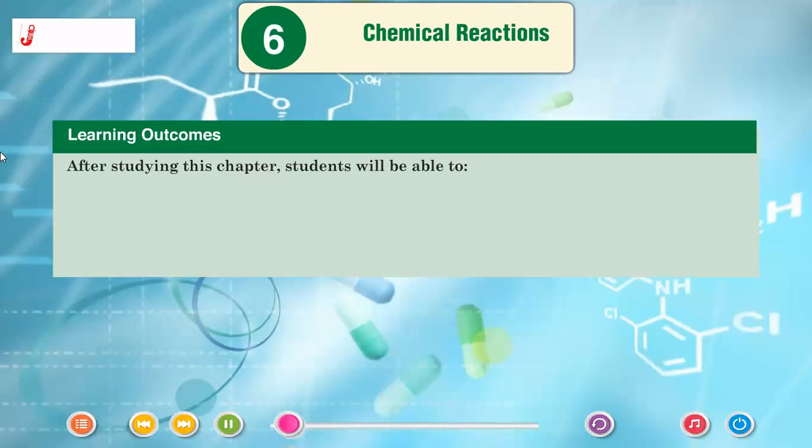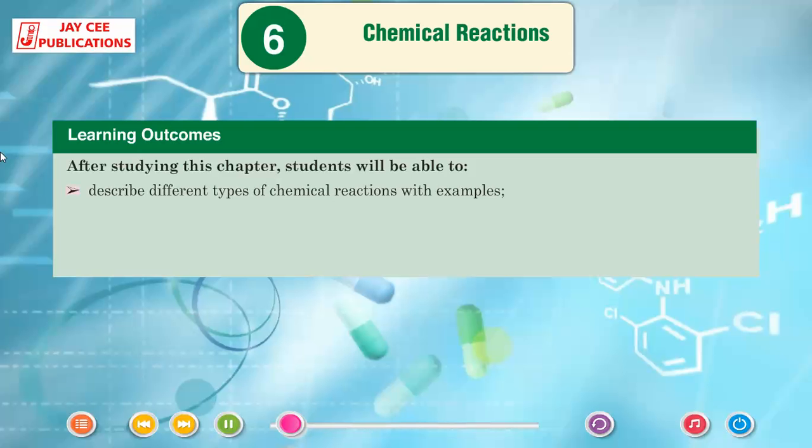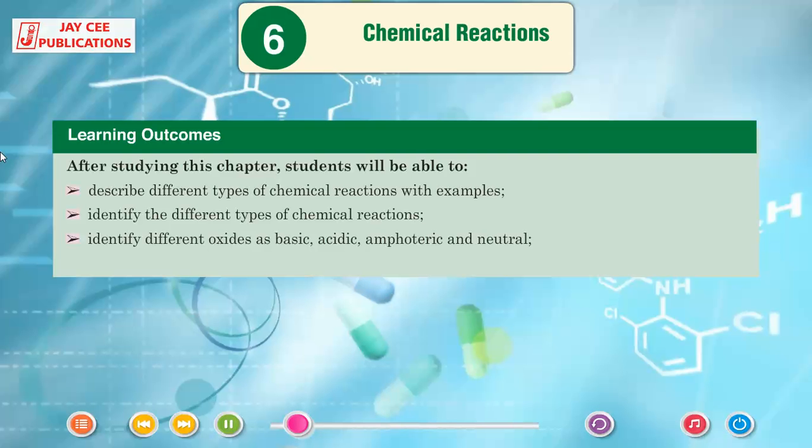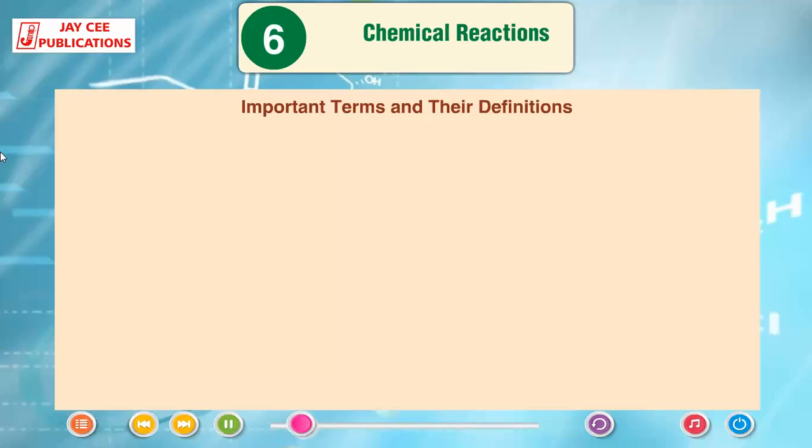After studying this chapter, students will be able to describe different types of chemical reactions with examples, identify the different types of chemical reactions, identify different oxides as basic, acidic, amphoteric and neutral, and explain the effect of heat on oxides and some metals. Important terms and their definitions.